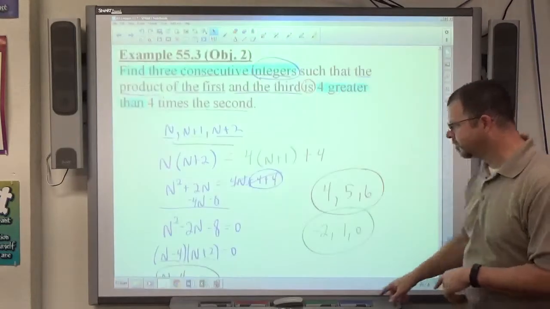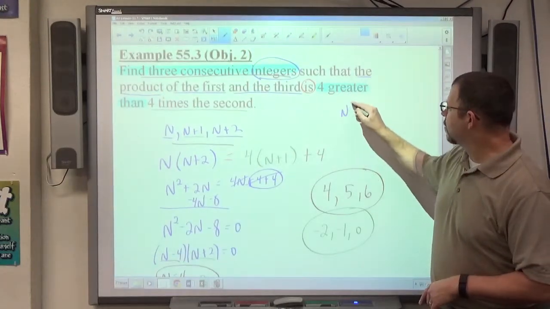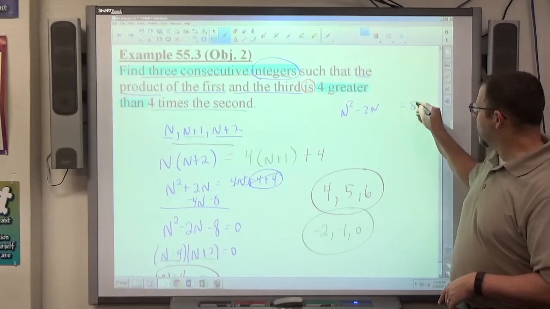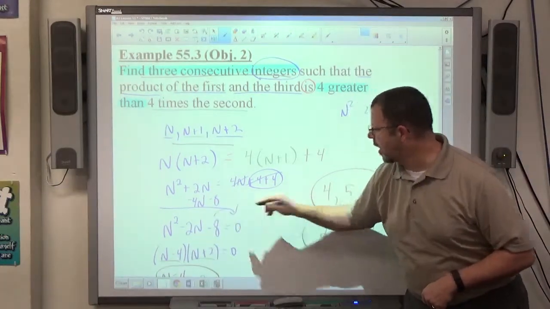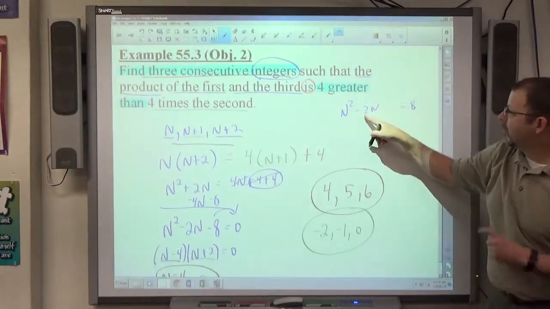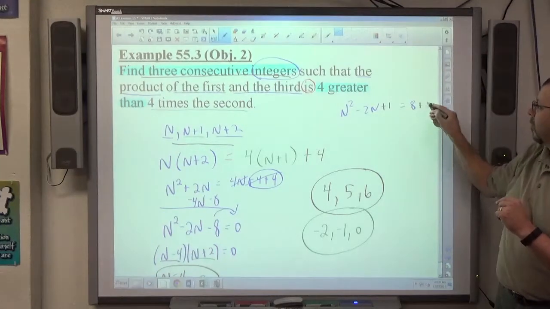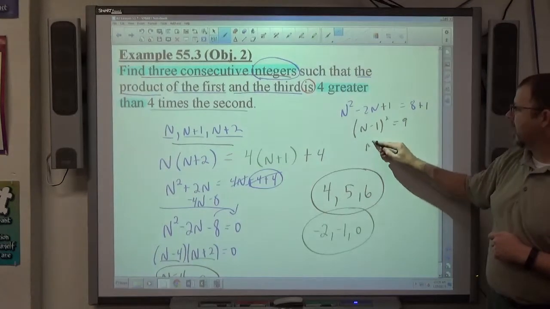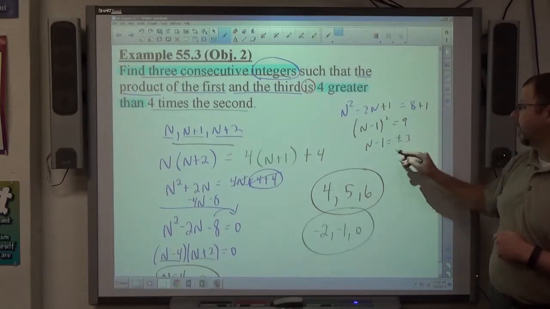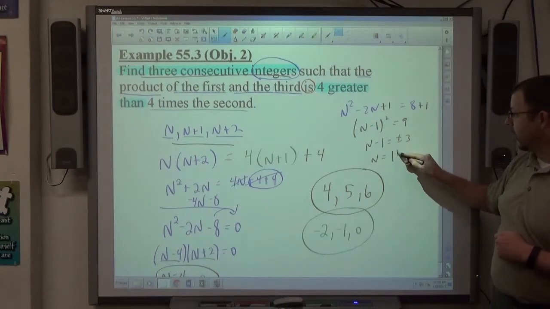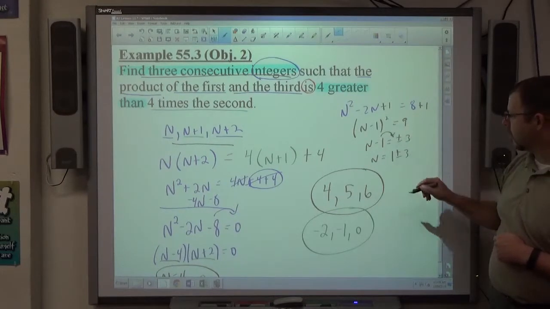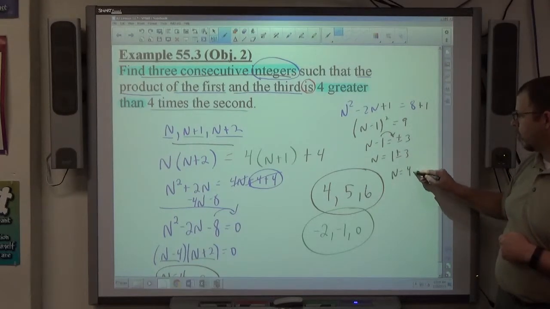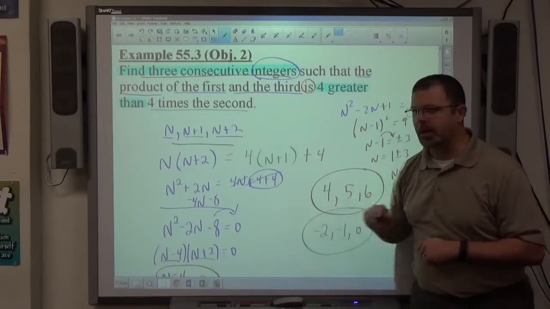Going back to this one, n squared minus 2n equals 8, right? Move the 8 over to the other side. Half of 2 is 1, 1 squared is 1, so plus 1, plus 1. n minus 1 squared equals 9. n minus 1 equals plus or minus 3. n equals 1 plus or minus 3. Move the 1 over, it becomes positive. 1 plus 3 is equal to 4. 1 minus 3 is negative 2. You get the same answers.